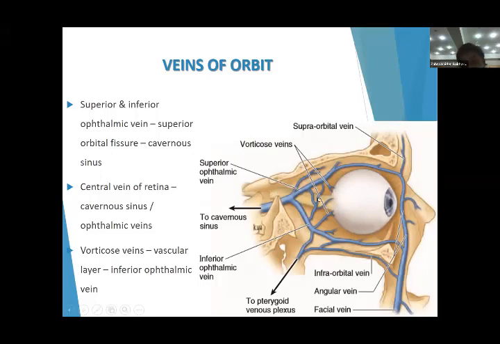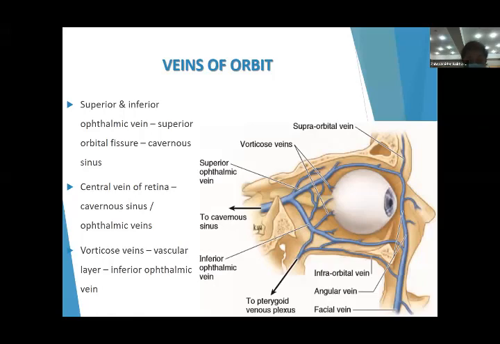Central vein of the retina, this either goes directly into the cavernous sinus या फिर it joins the ophthalmic veins and उनके थ्रू कवर्नस साइनस में चली जाती है. एंड देन ऑफ कोर्स यू हैव वेनी वाटरकोज वेन्स. अब ये जो आपका कोरॉइड लेयर है, जो वास्कुलर लेयर है, उसको ड्रेन करती है ये.